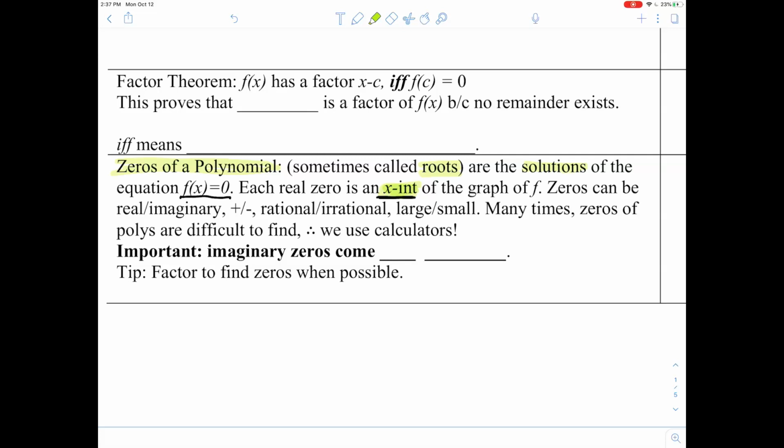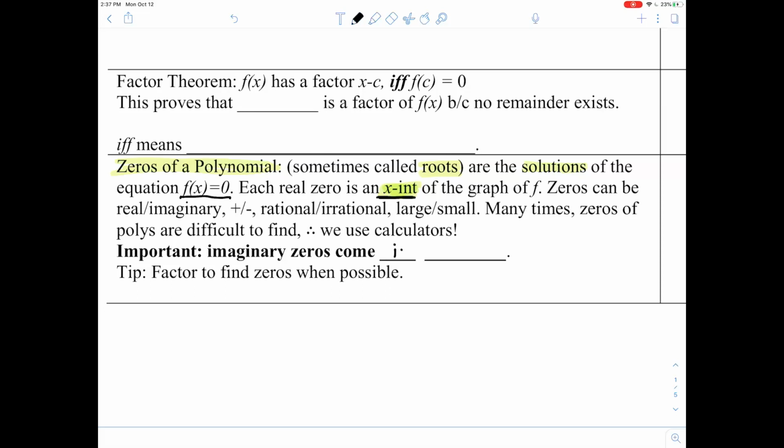Zeros can be real or imaginary. If they're real, they're an x-intercept. If they're imaginary, they don't cross the x-axis. They can be positive or negative. They can be rational or irrational. They can be large or small. And many times they're difficult to find. Therefore, we use calculators.